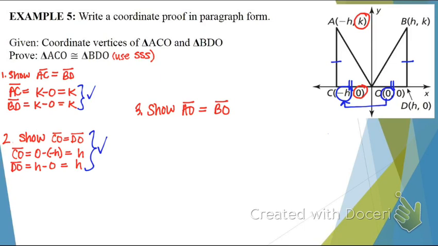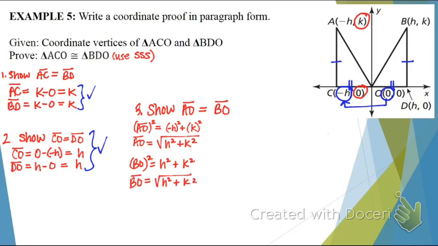So then the last thing we need to do is show AO and BO to be congruent. These guys are going to be a little trickier because they're diagonal. We're just going to apply the Pythagorean theorem. So AO squared should be negative H squared plus K squared, making AO the square root of H squared plus K squared. So by the exact same method, we find that BO squared is H squared plus K squared, and BO is the square root of H squared plus K squared.